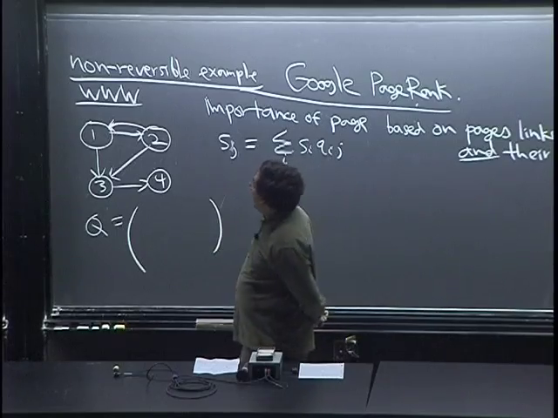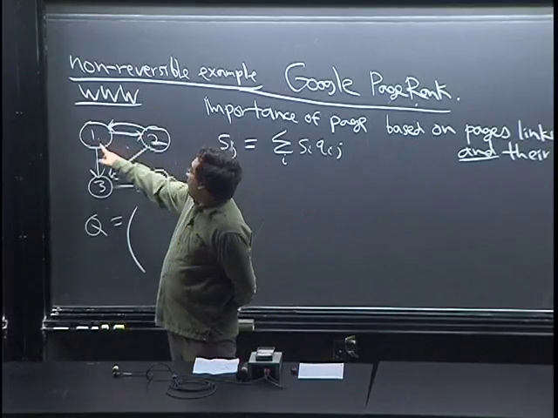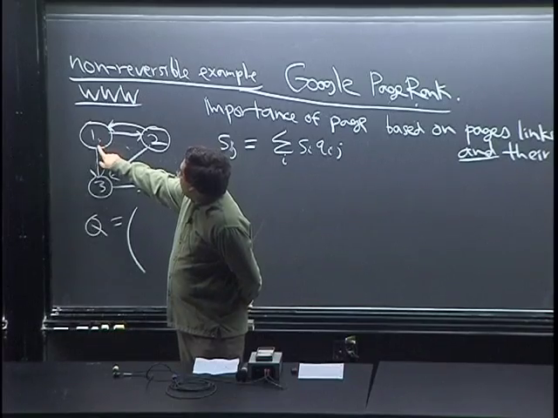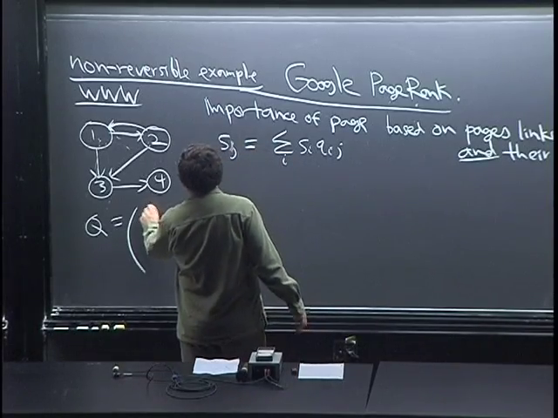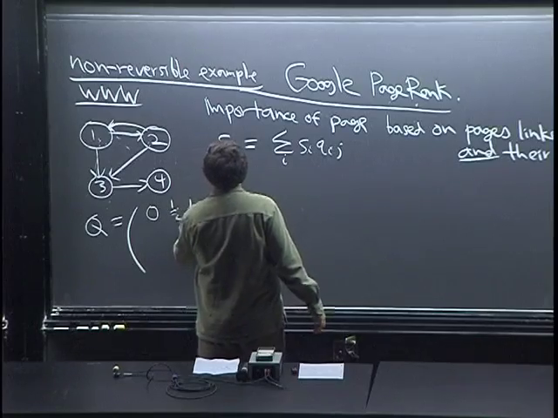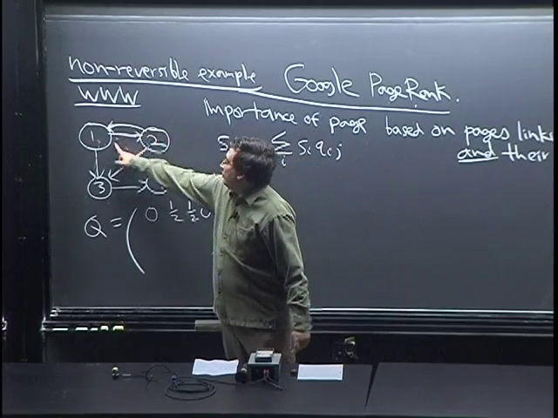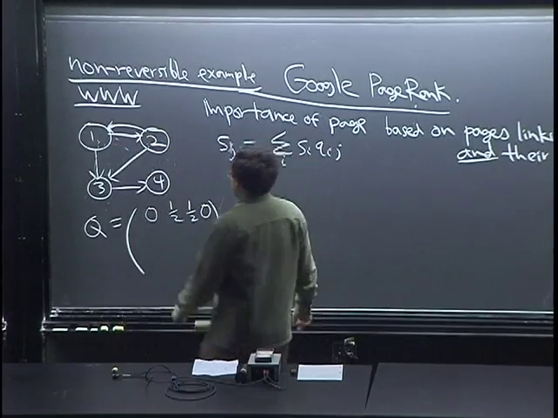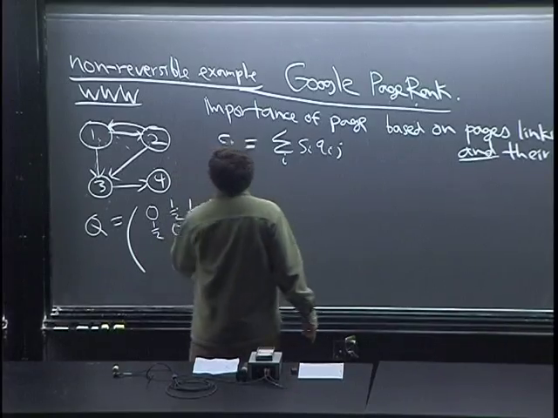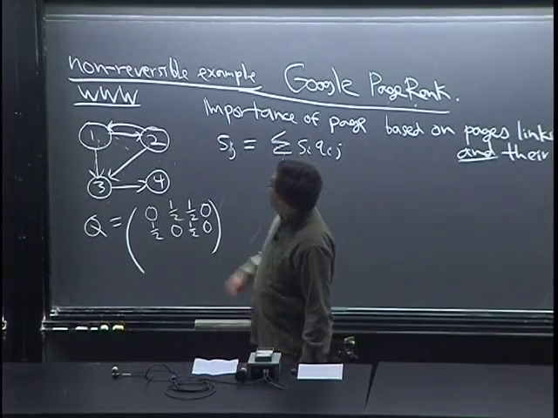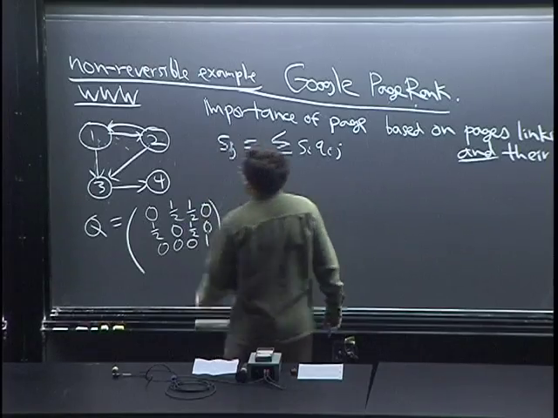If we think of a Markov chain where we're just randomly following links, so in this example I made up, from page 1, you can go to page 2 or page 3, assume equal probabilities. So we would do 0, 1/2, 1/2, 0. It goes to page 2 or page 3. From page 2, you can go to page 1 or to page 3. So 1/2, 0, 1/2, 0. From page 3, you can only go to page 4. So that's just going to be 0, 0, 0, 1.